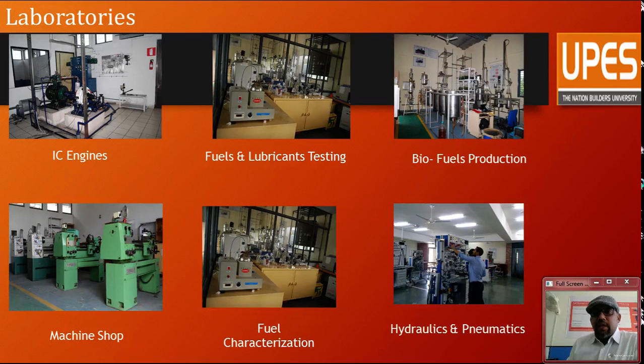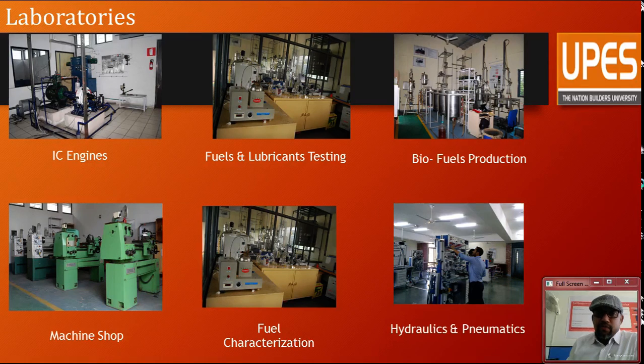Secondly is the fuels and lubricants test lab. Before you test any engine, one has to understand the physico-chemical properties of the fuels. For that, one has to have this fuels and lubricants testing lab. Third one is the biofuels lab, wherein you can get the seeds of different plants. We have 300 plus different types of plants available from which we can extract the oil. That extracted oil can be made into biodiesel.